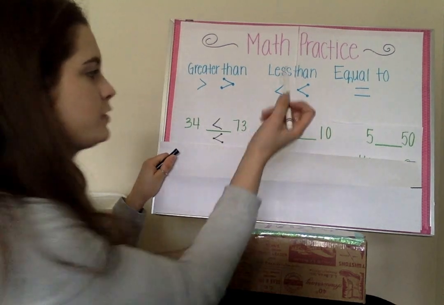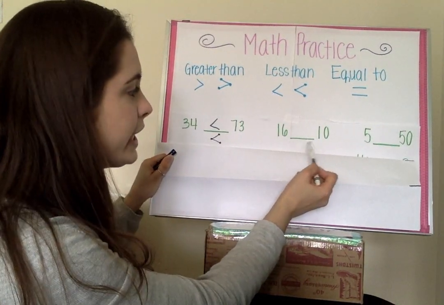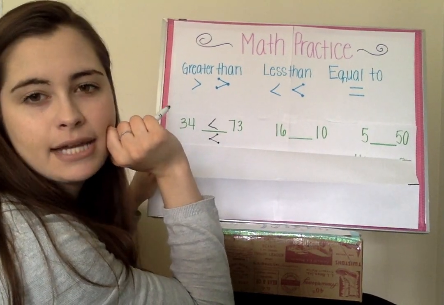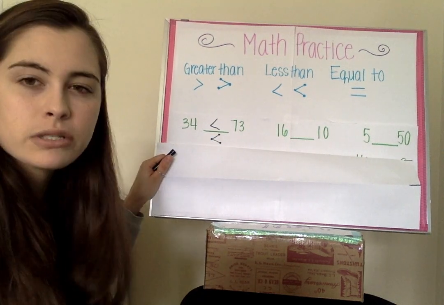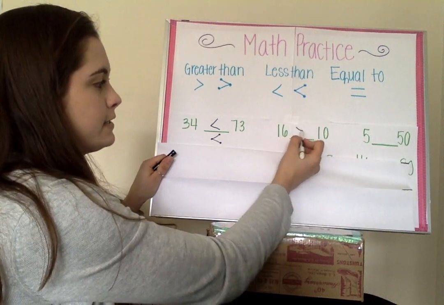Let's try the next one together. So we have 16 and 10. 16 blank 10. Think about that for a second. Look at the tens. Look at the ones. Which number is bigger? Which one's smaller? So 16 is greater than 10.